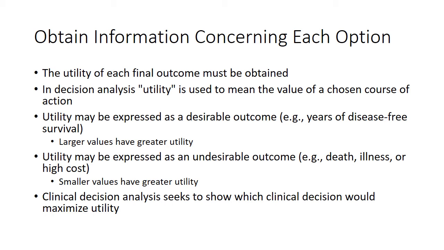And then there's this idea of utility with your final outcomes. Obviously, you can have positive and negative utility associated with different outcomes. So for instance, a patient lives a certain number of years disease-free. That's generally pretty good. You want to have high values associated with that utility. On the other hand, when you have negative things like death, illness, cost, you would typically want smaller values for that. So greater utility comes with smaller values of these kind of undesirable outcomes here.